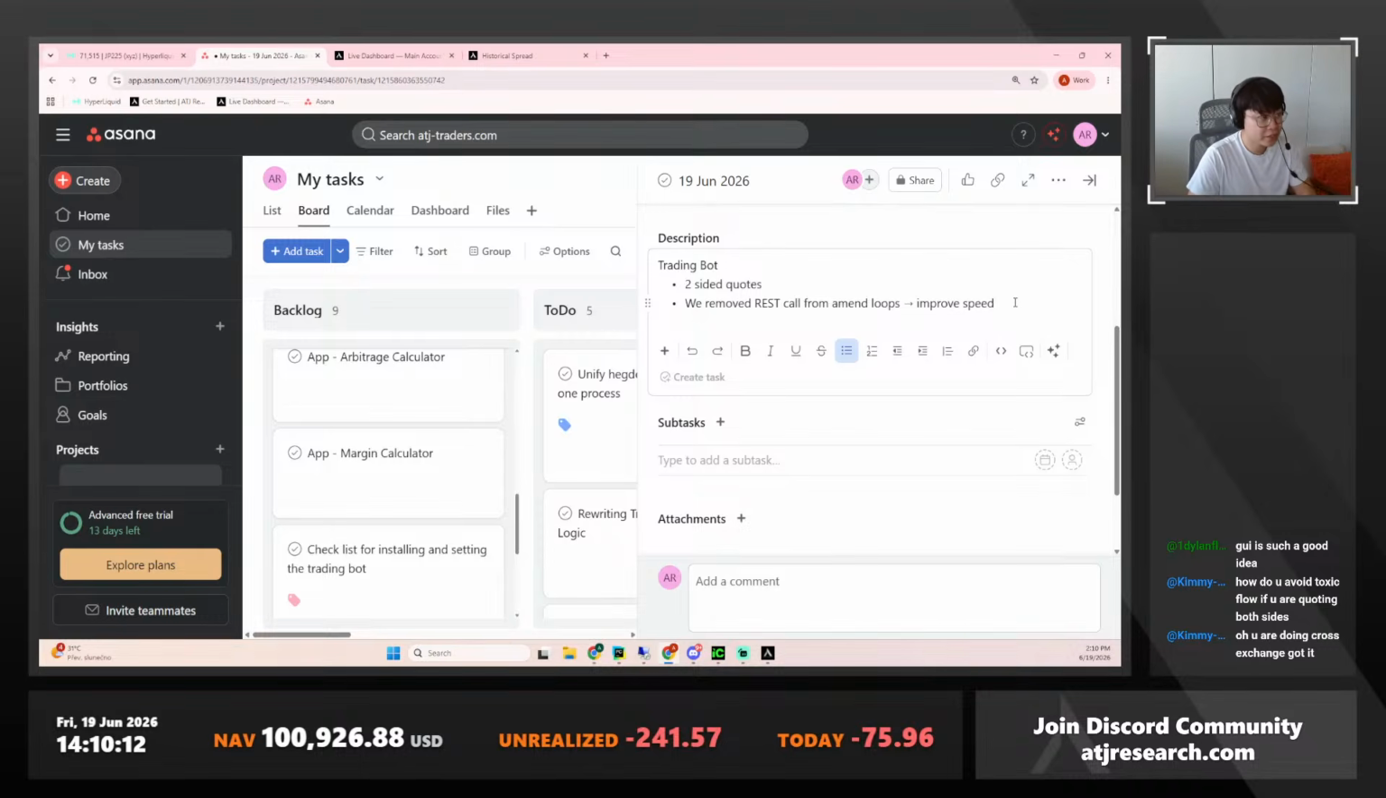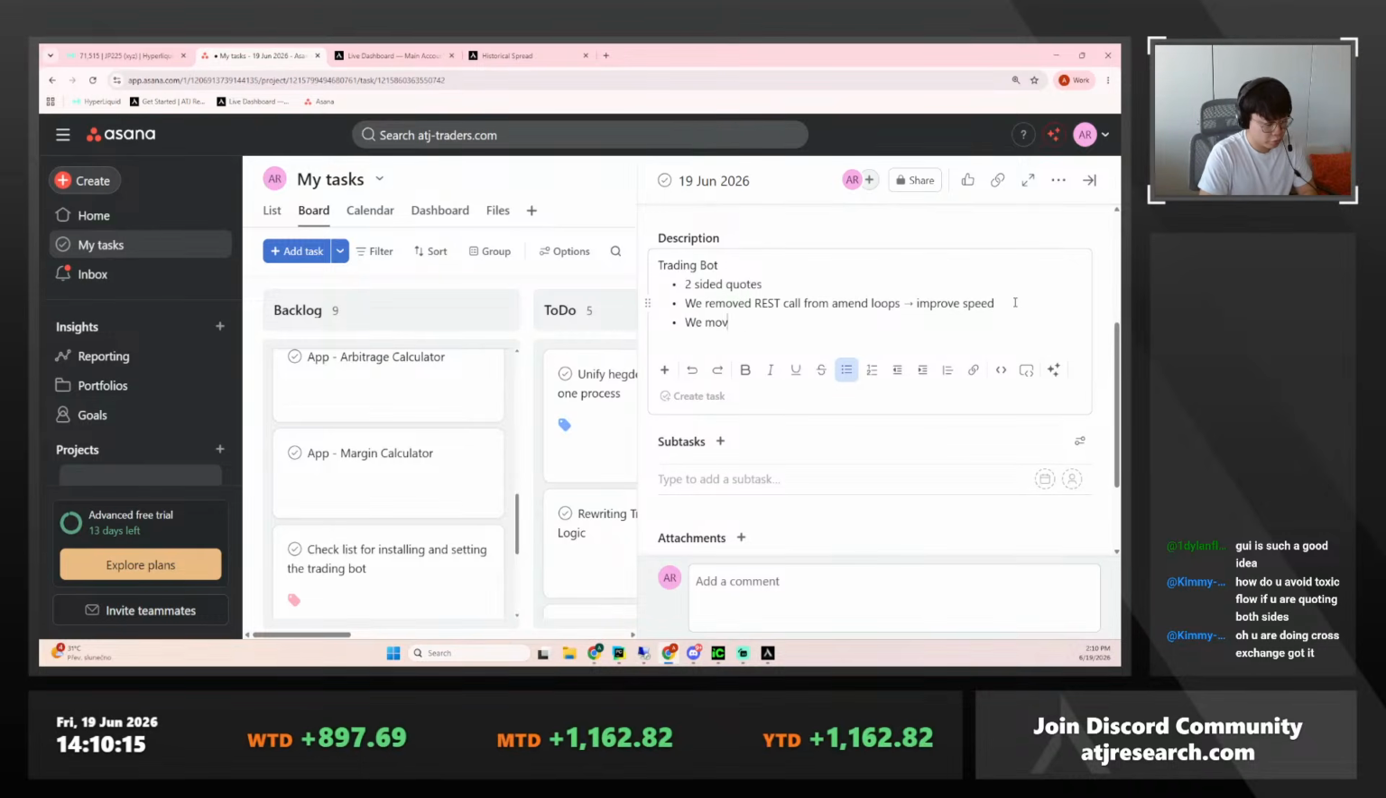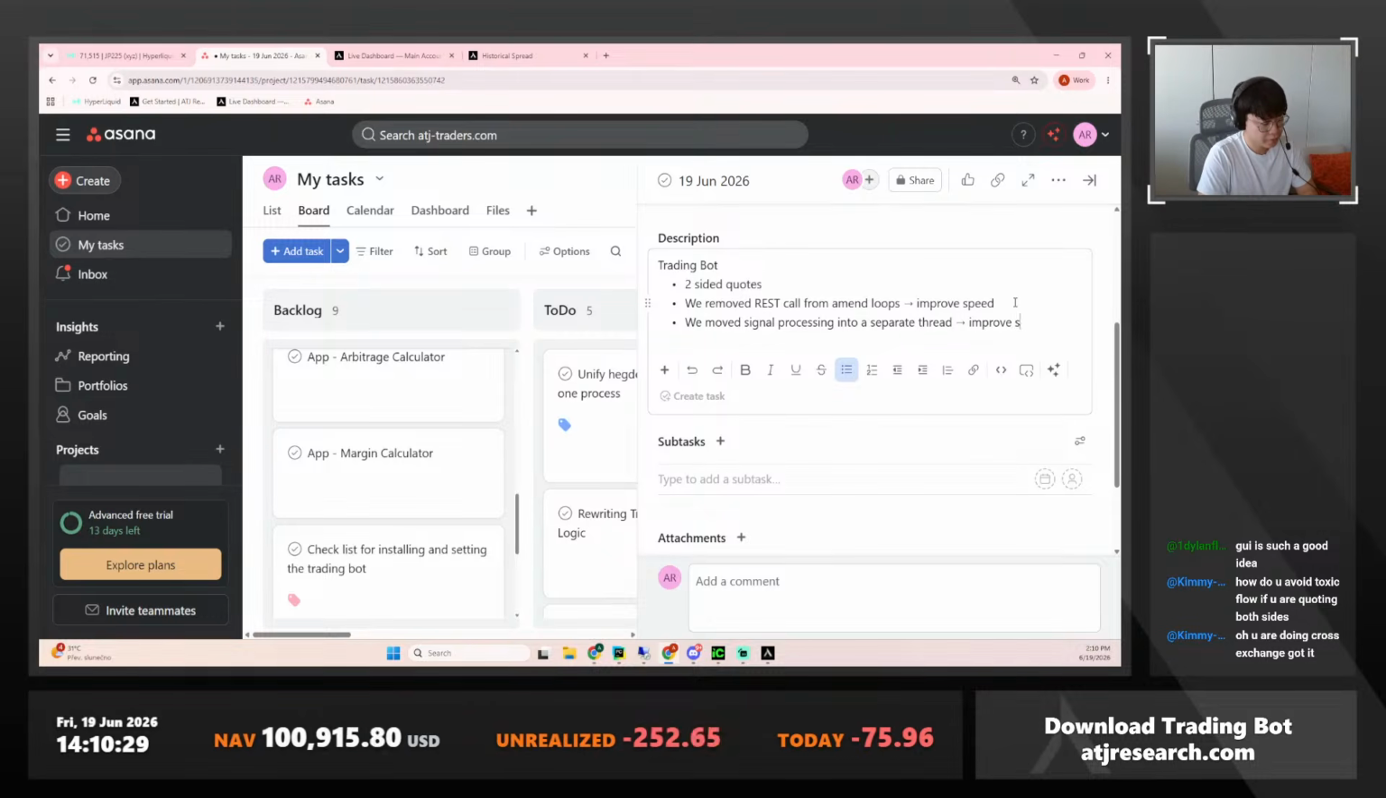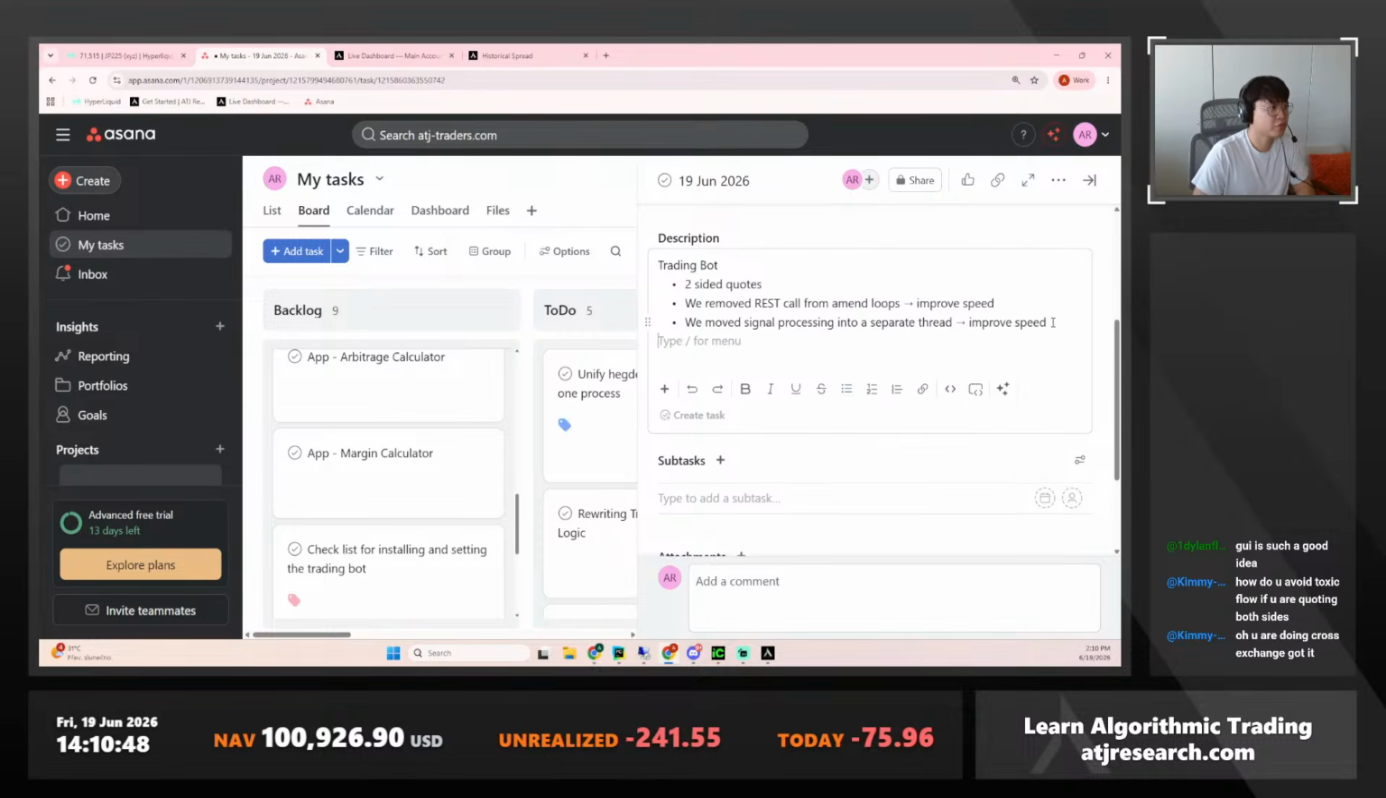So we tried to improve speed here. We moved signal processing into a separate thread, again to improve speed, right? We did a lot of things with the trading bot, but mainly we tried to use WebSockets and use the REST API occasionally, like in the control section of the main loop, just to check that everything's okay. But that's the main thing for TradingBot.